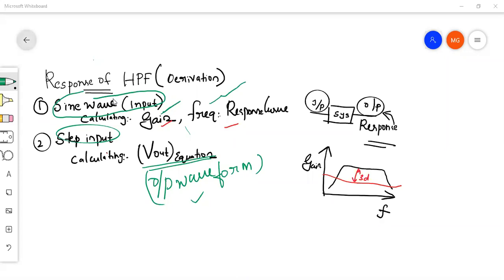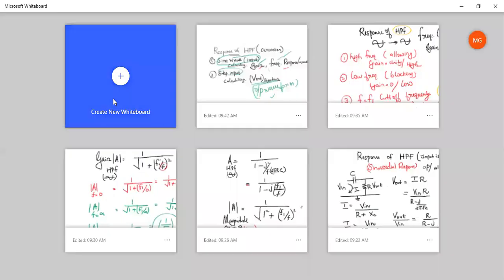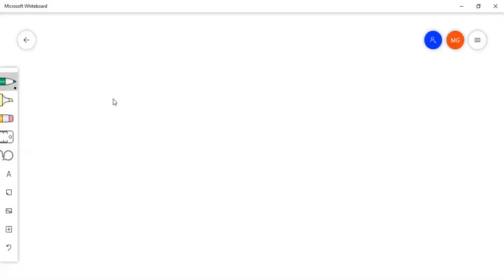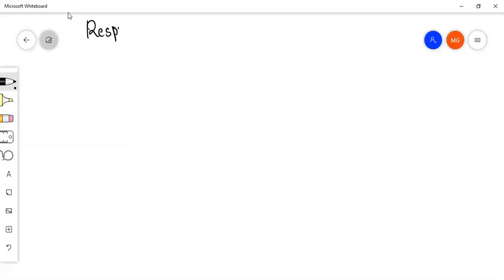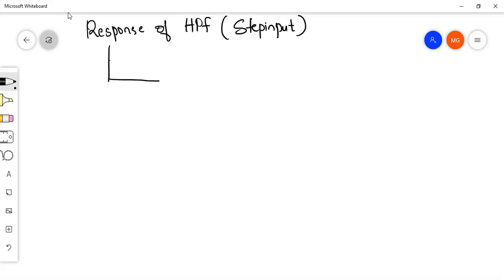So moving to the second part of the derivation, that is the response of a high pass filter when the input is a step input. So our input here is a step. Step signal I already discussed in the last class. Please remember that this has a voltage V. Step input, and for unity it is V. Then we need to calculate what is the output waveform.